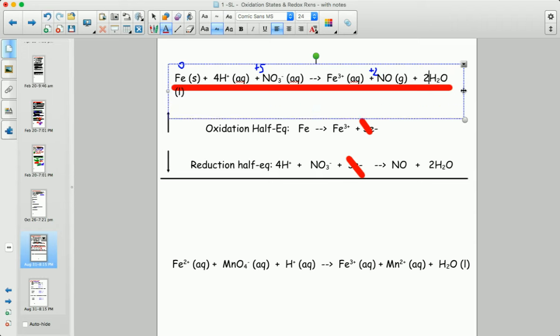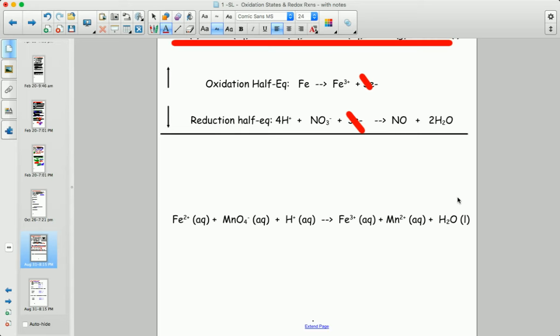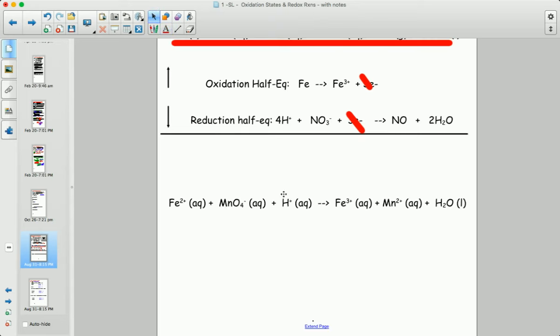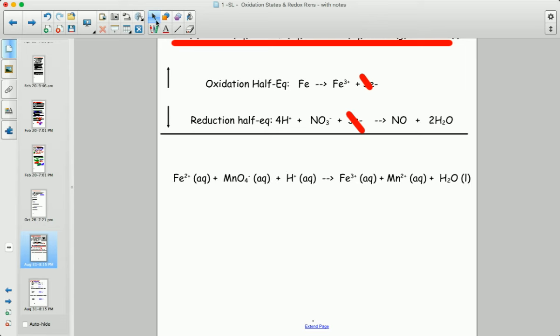And now it's totally balanced. Okay. Last one, try to make it snappy. Okay, we've got this thing down here. So again, I'm looking for oxidation and reduction. I'm looking for an increase, and I'm looking for a decrease. I also need to put in my oxidation states.